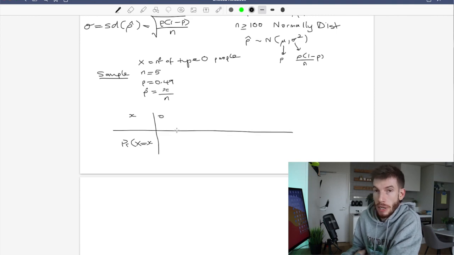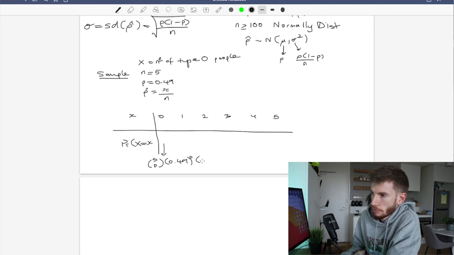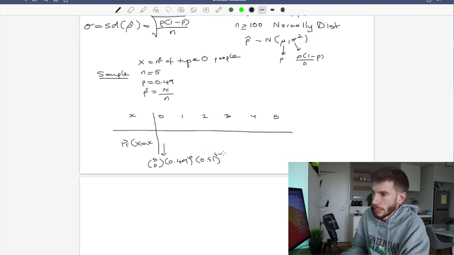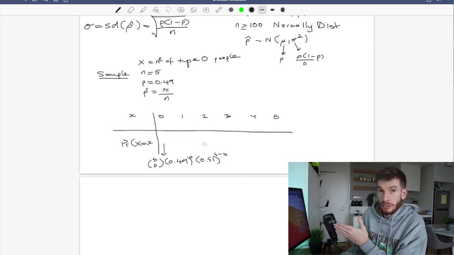And so we could have 0 people in our sample with type O, we could have 1, we could have 2, we could have 3, we could have 4, or all 5 of them, right? And then we would do the probabilities. And if we were to do the first one, for example, we'd use the Bernoulli sequence, and it'd be 5 choose none times the probability of success, so p, 0.49, to the power of 0, and the remainder 0.51 to the power of 5 minus 0, or 5. And then we would keep calculating that and fill in our table.